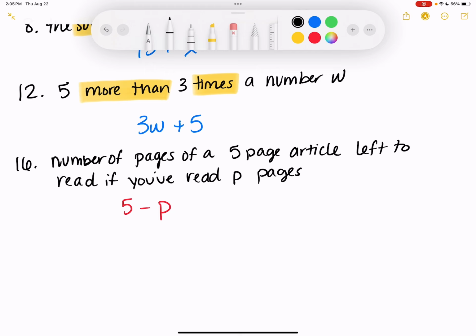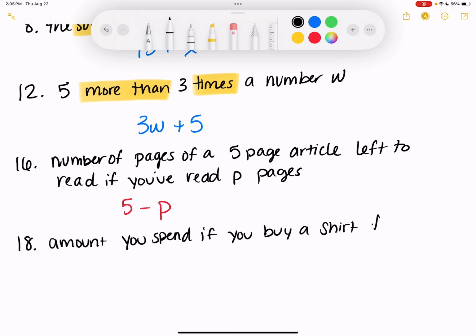All right, 18. The amount you spend if you buy a shirt for $20 and jeans for J dollars. What operation do I need for this one? Adding. Yep, and so that's going to end up giving me 20 plus J.